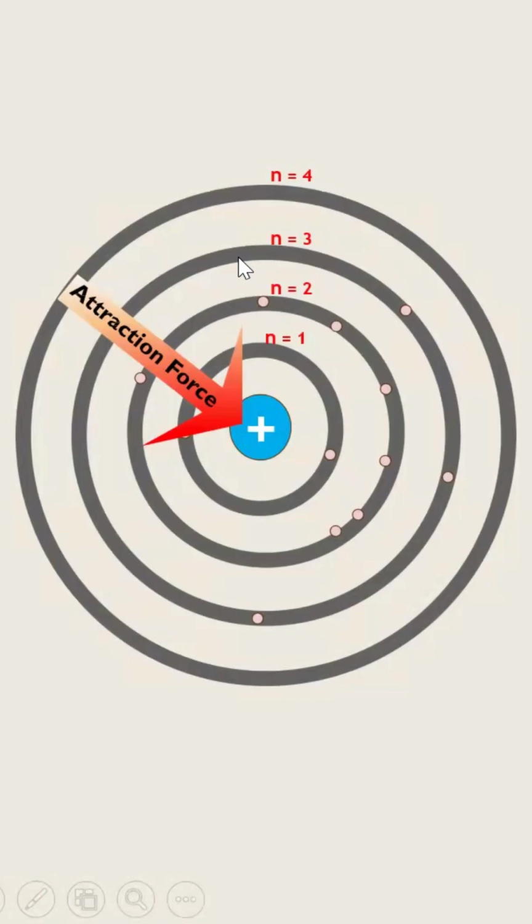For any neutral atom, there is an attraction force between the nucleus, which is positively charged, and the electrons, which are negatively charged. This attraction force is weaker as we go further from the nucleus and is stronger as we go closer to the nucleus. So as we have more shells, we have less attraction force. And as we have less number of shells and more number of electrons, we have a higher attraction force.